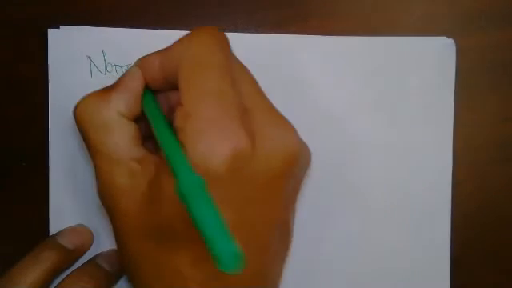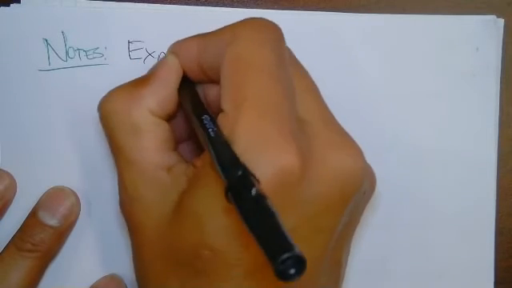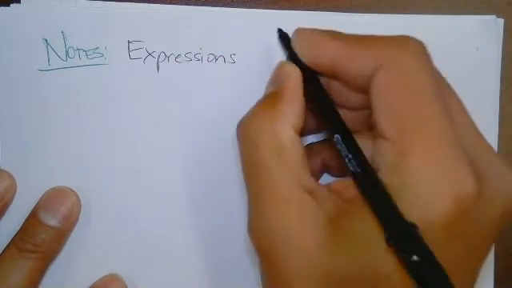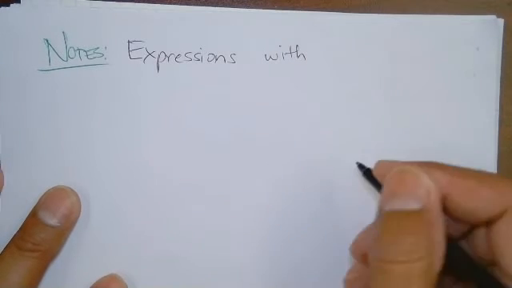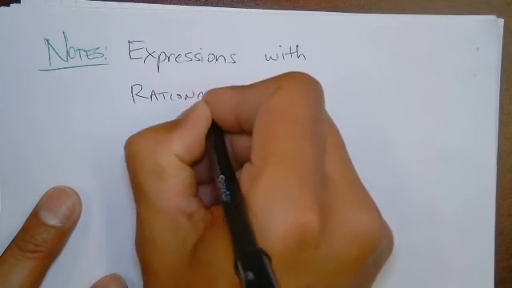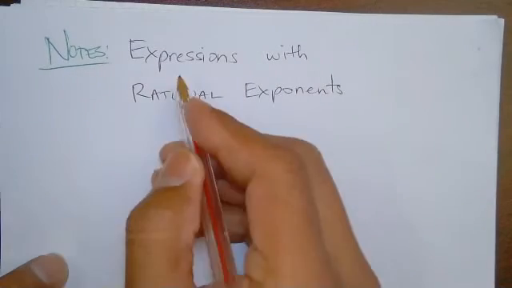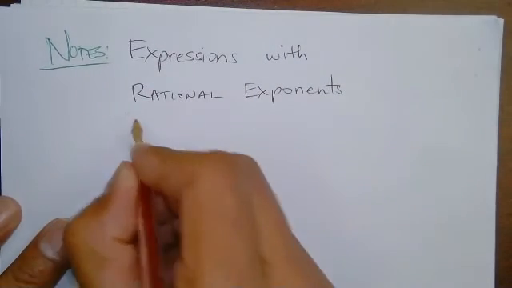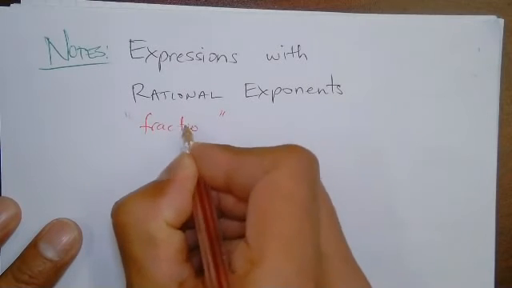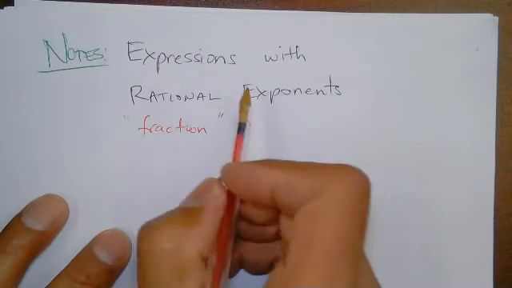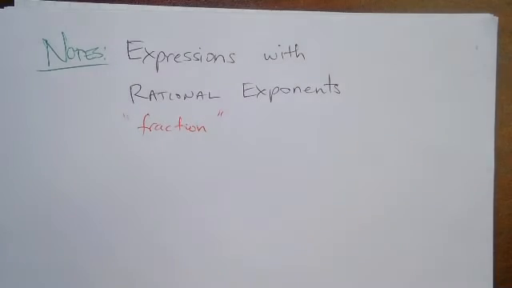Okay, here are the notes for... and these are called expressions with rational what? Exponents. And remember the word rational, or when you hear the word ratio, what does this word mean? Fraction. It's a fraction. The exponents are not going to be nice whole numbers. They're going to be a fraction. Expressions with rational exponents, right? The exponent is a fraction.